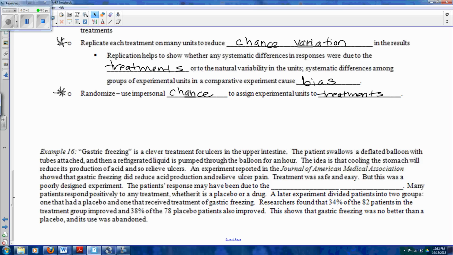All right, example 16, gastric freezing is a clever treatment for ulcers in the upper intestine. The patient swallows a deflated balloon with tubes attached, and then a refrigerated liquid is pumped through the balloon for an hour. The idea is that cooling the stomach will reduce its production of acid and so relieve ulcers. An experiment reported in the Journal of American Medical Association showed that gastric freezing did reduce acid production and relieve ulcer pain. Treatment was safe and easy, but this was a poorly designed experiment. The patient's response may have been due to the placebo effect.